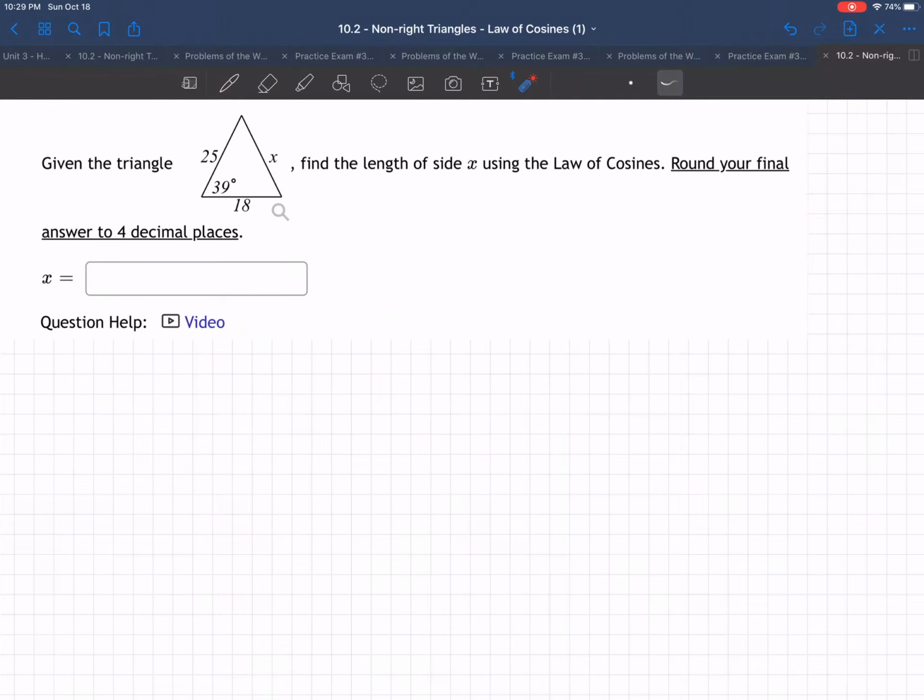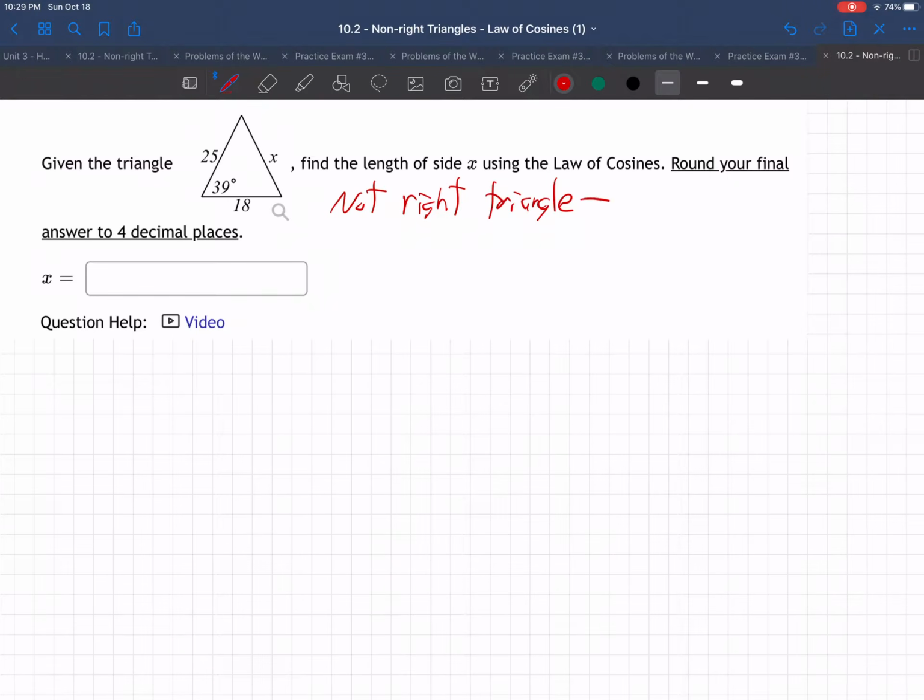Here's an example in which we're given a triangle, this triangle, and we're asked to find the length of side x using the law of cosines. Okay, well, first off, why do we even need to use the law of cosines? First, it's not a right triangle. Notice, it's not a right triangle. There's no 90-degree right angles anywhere.